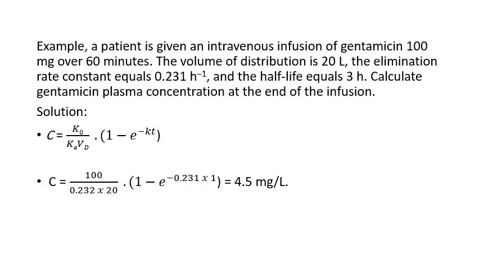Okay, so let's take an example to understand the case of aminoglycoside. Consider a patient is given an intravenous infusion of gentamicin 100 milligram over 60 minutes. The volume of distribution is 20 liter. The elimination rate constant equals 0.0231 per hour, and the half-life equals 3 hours. Calculate gentamicin plasma concentration at the end of the infusion.